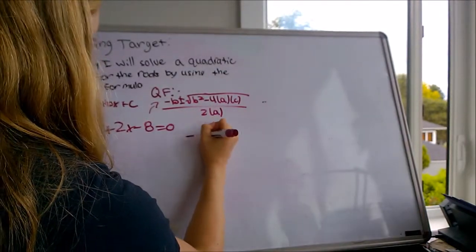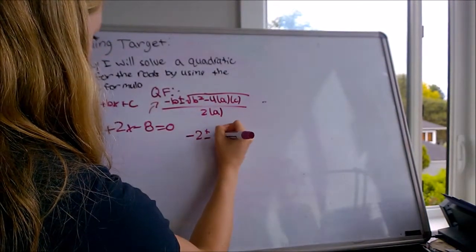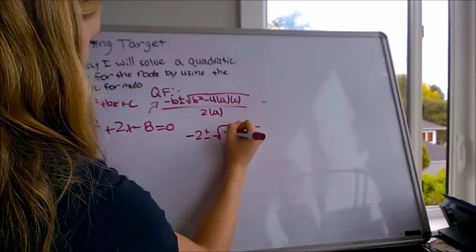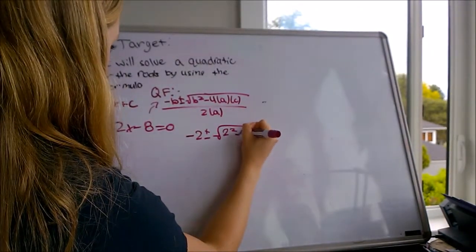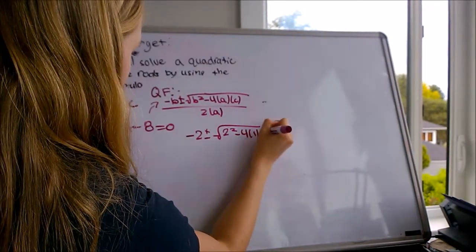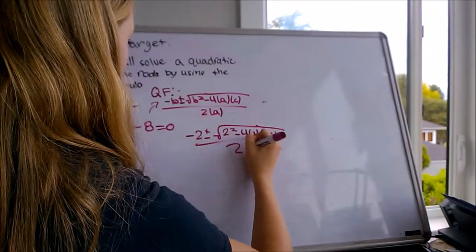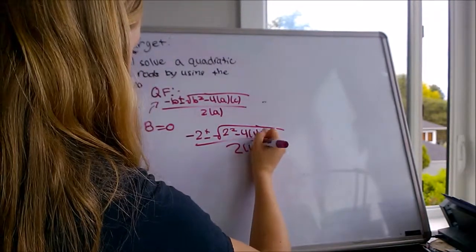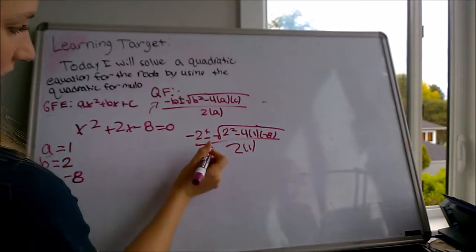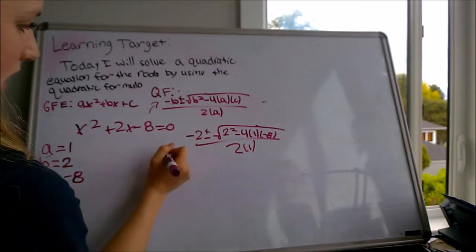So negative 2 plus or minus the square root of b squared, so 2 squared minus 4 times 1 times negative 8, all over 2 times 1. Now that we have that, we can solve the discriminant, which again is everything under the square root.